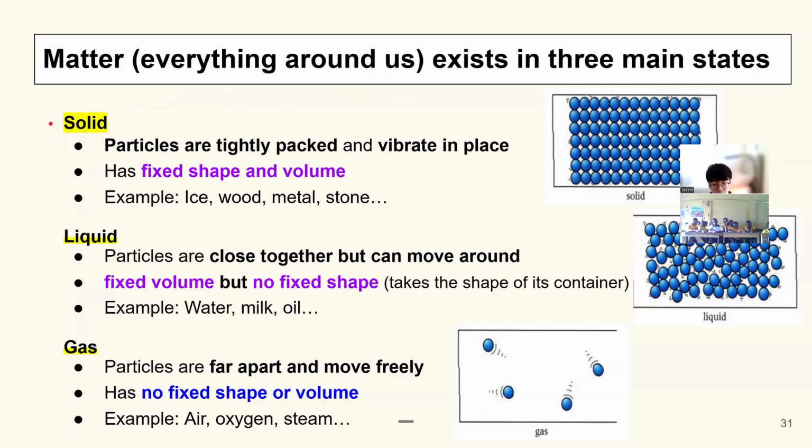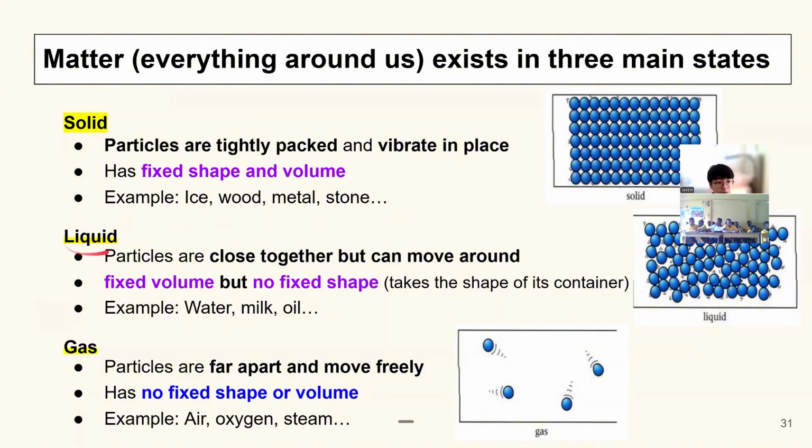So first we have solids. Solids are where particles are tightly packed and they can vibrate in place. So solids have a fixed shape and a fixed volume. Solids are things like ice, wood, metal, stone, etc.